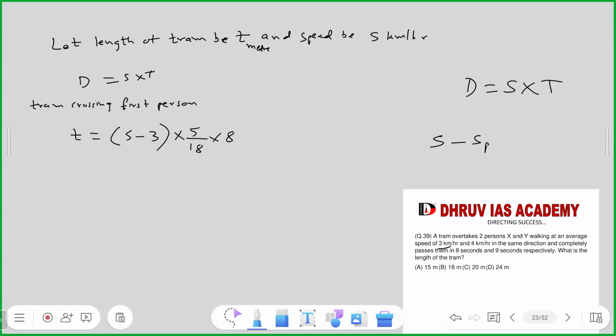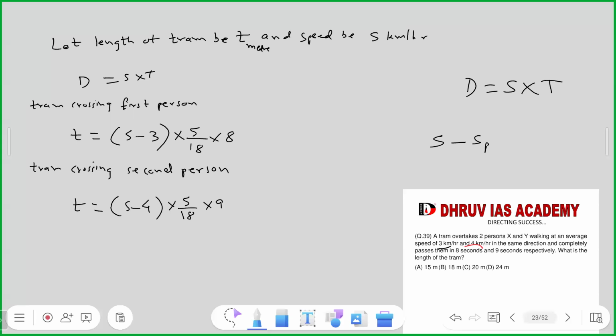The second equation: the tram crossing the other person, the second person. Again the distance covered is the same, because the length of the tram is the same. So t is equal to, in this case the speed of the person is 4 km per hour, so s minus 4, into 5 by 18 converted into meters per second, and that time is 9 seconds.